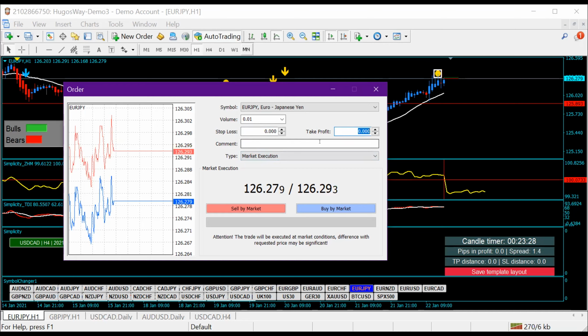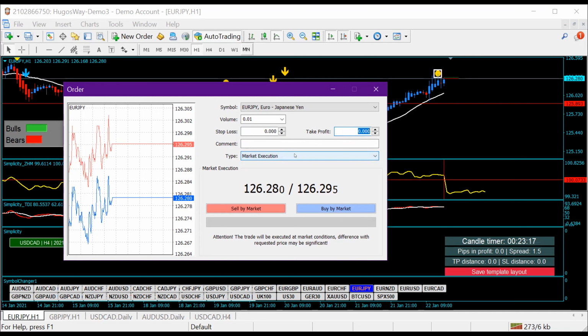Next, I don't do anything with comment. Underneath that, you have market execution. Most of the signals that we receive are at market execution. And that means that you're taking this trade based off the conditions of the market right now. So whenever you hit buy or sell, your trade will actually be live. Your trade will go in immediately as soon as you hit that button. That's what market execution is.